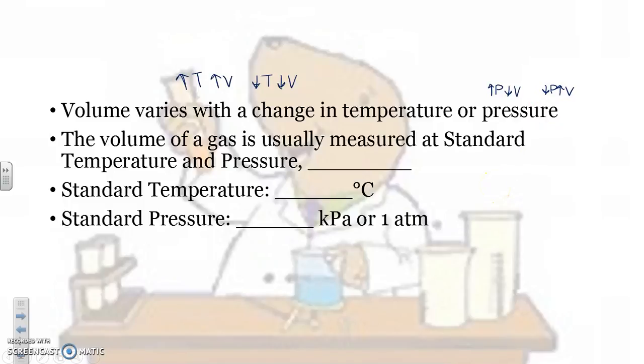The volume of a gas is usually going to be measured at standard temperature and pressure. We call that STP. Standard temperature is 0 degrees Celsius, and the pressure is 101.325 kilopascals. This will make a lot more sense when we get to gas laws, but we haven't done those yet, so it's okay. Just put that on the back burner. But we definitely need to know the 1 atmosphere and the 0 degrees Celsius. That's standard temperature and pressure conditions.